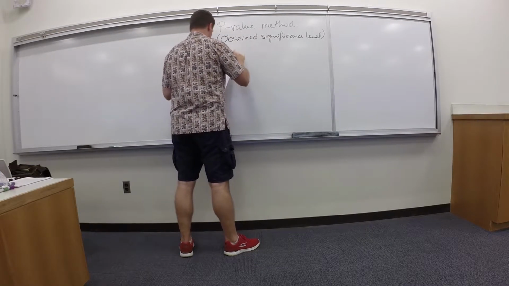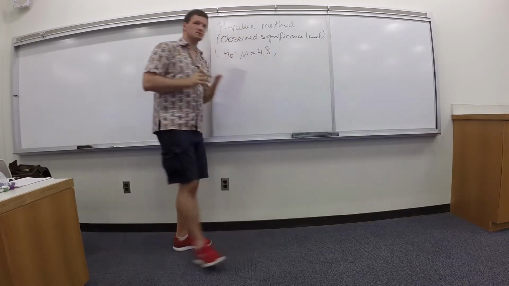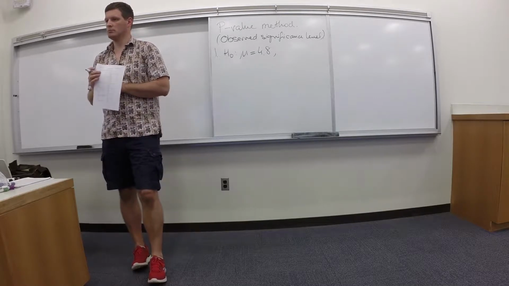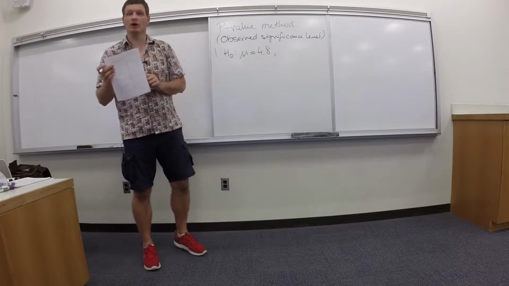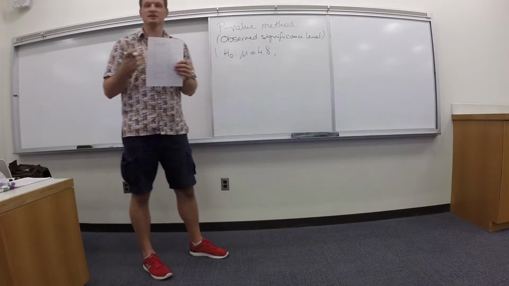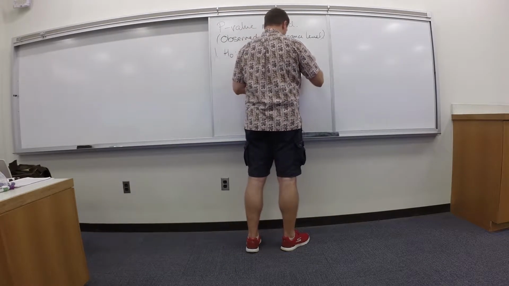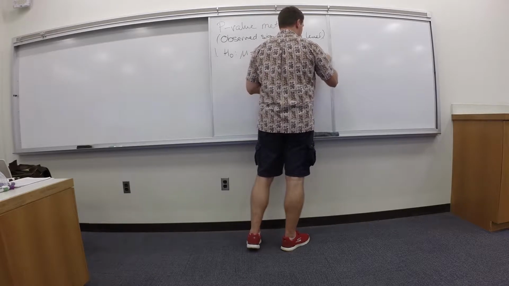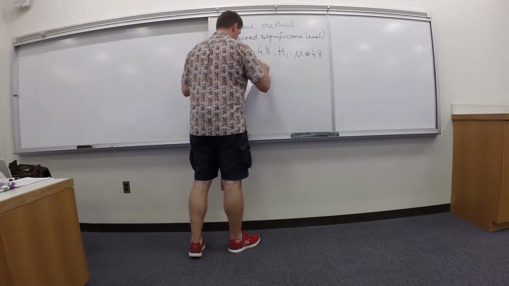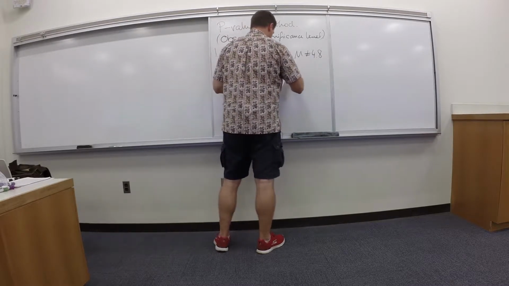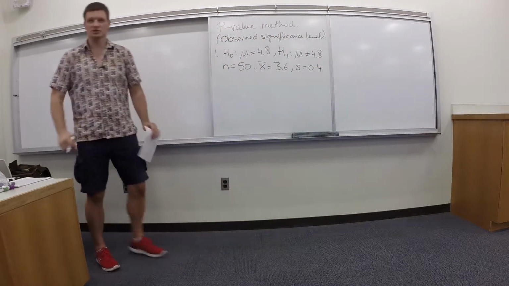It states H sub 0 is defined as mu equals 4.8. What's H sub A? It says H sub A here, but we define it as H sub 1. It's the alternative hypothesis. H sub 1 is defined as mu not equal to 4.8. N equals 50. X bar equals 3.6. And S equals 0.4. So this is what the problem states.